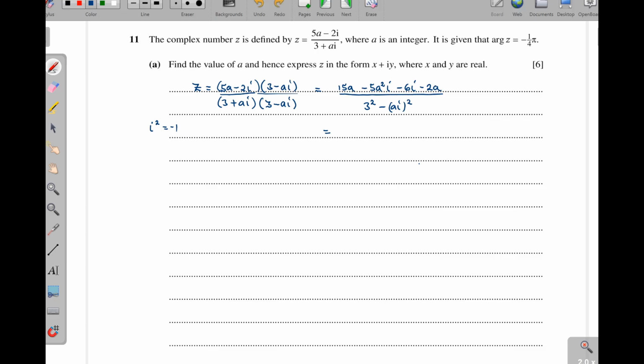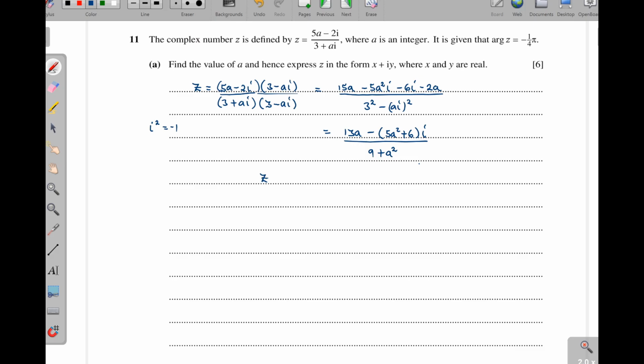Now, up here we have 15a minus 2a. What do we get? Isn't that a 13a? Then we can say minus, a negative is common here. So I can say minus, that would be 5a squared plus 6i, not so? Then we divide by, this will be 9 here, then plus a squared, because remember, i squared is negative 1, so it is going to affect that negative. You see that?